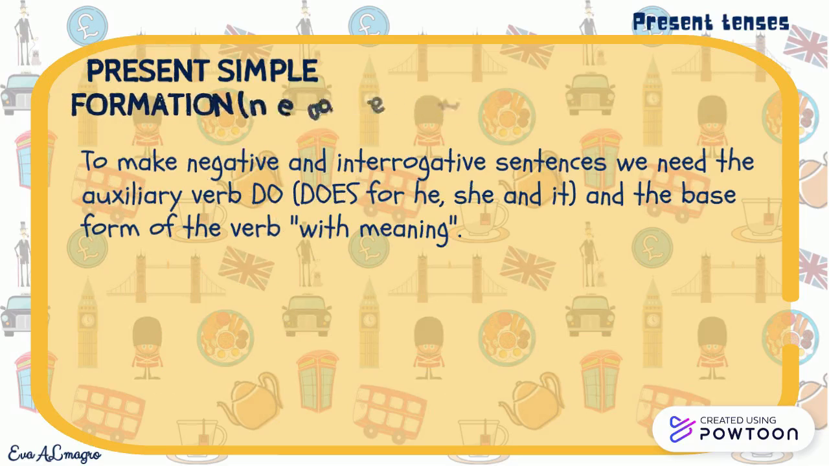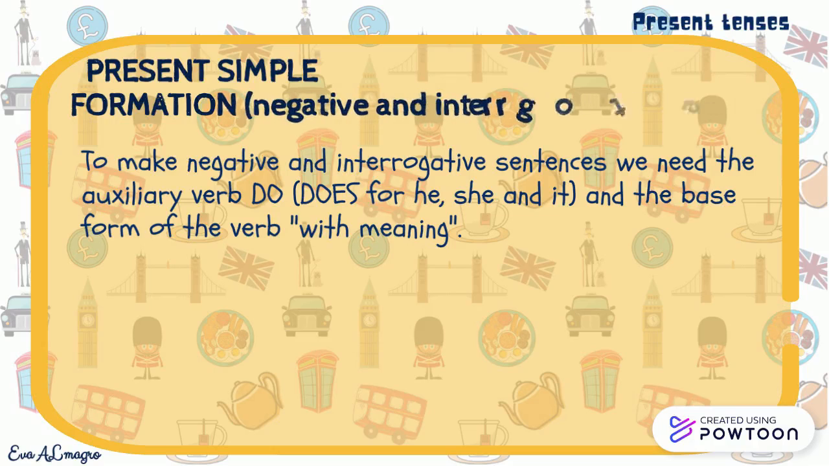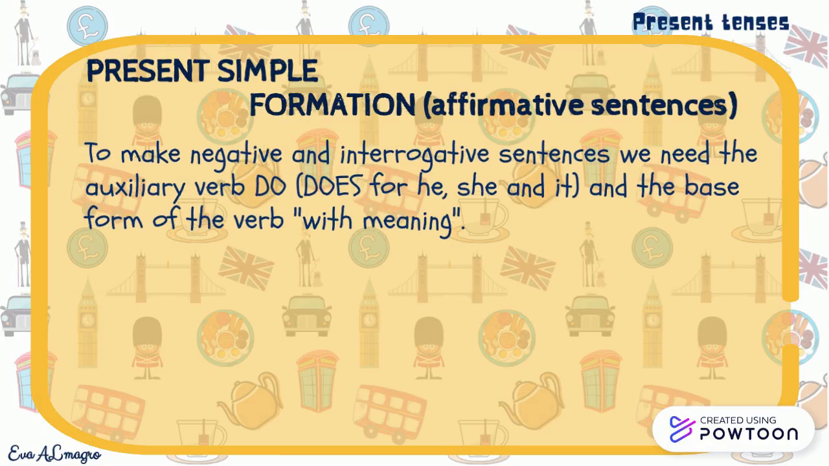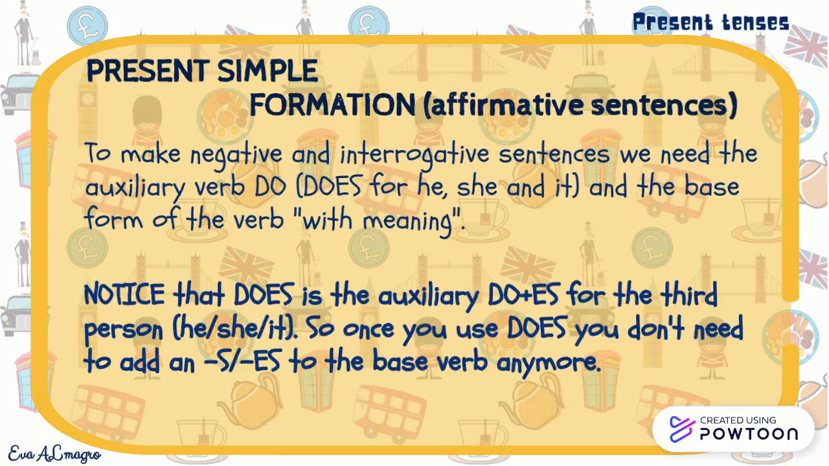But how do I make negative and interrogative sentences? Well, to make negative and interrogative sentences, we need the auxiliary verb do or does for he, she, and it, and the base form of the verb. But please notice that does is the auxiliary do ending in an ES for the third person, he, she, or it. So once you use does, you don't need to add an S or an ES to the base form anymore.